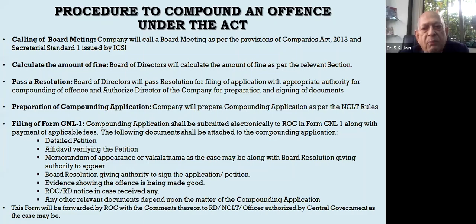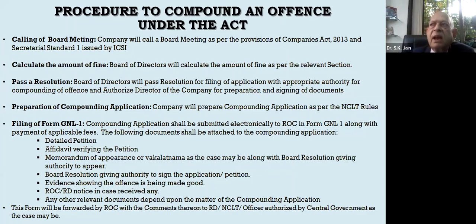In the board meeting, the board will also authorize some professional, who may be a chartered accountant, company secretary, advocate, or cost accountant, to appear on behalf of the company. The company can represent in person also, or through an authorized representative. Then the compounding application is to be prepared as per NCLT rules. Then the application for compounding is to be filed in Form GNL 1. The compounding application shall be submitted electronically to ROC in Form GNL 1 along with payment of applicable fees. The following documents shall be attached to the compounding application.